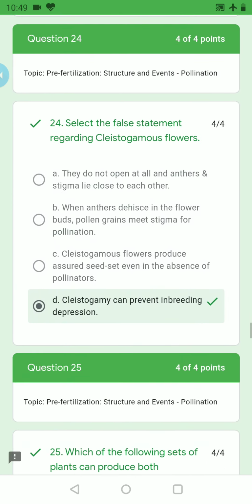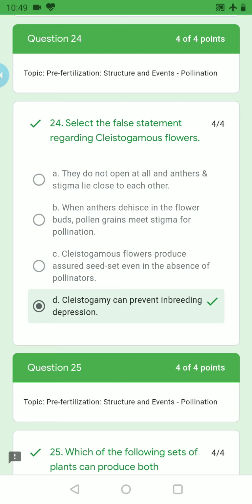Next. This question, the 24th, is related to pollination. Select the false statement regarding Cleistogamous flower. The types of pollination. I hope you can remember. Yes. First of all, we should know the meaning of Cleistogamous. What is the meaning of a Cleistogamous flower? The flowers which do not open at all.